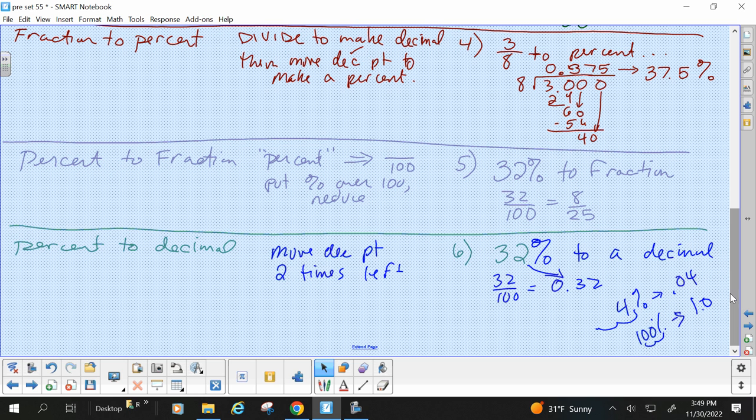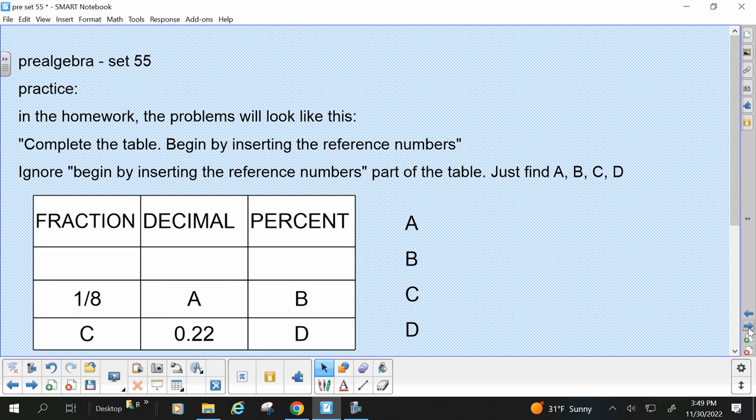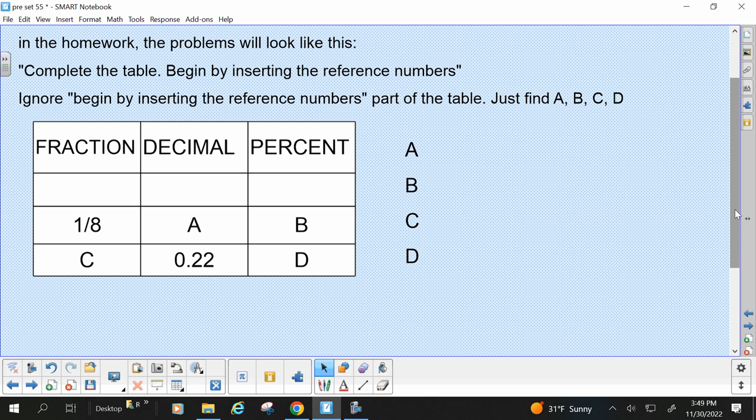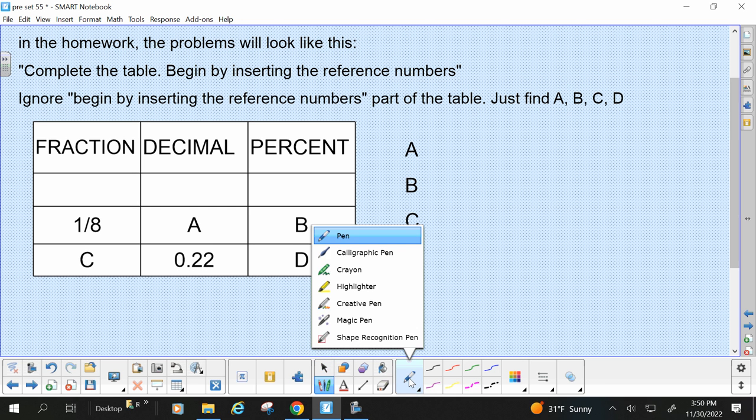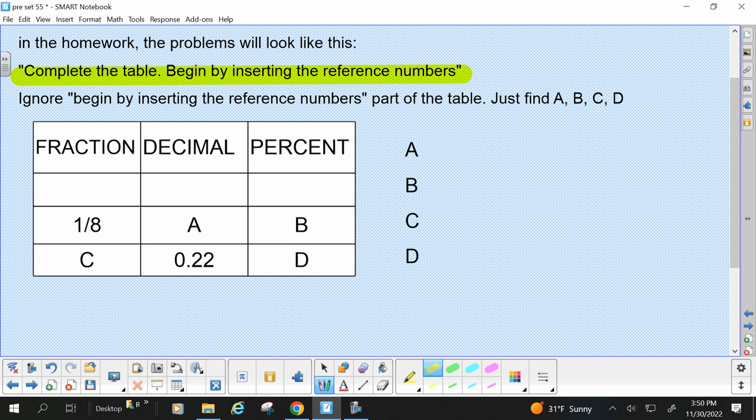All right. Hopefully those examples went well. Now let me show you what the book will look like. This will be practice in a second, but hang on a second. All right, the book will say something like this. Complete the table. Begin by inserting the reference numbers. Ignore the inserting the reference numbers part. It tends to confuse students, so we don't do that. So this row, we're not going to do anything about inserting the reference numbers. We're just going to find the A, the B, the C, and the D in the table.